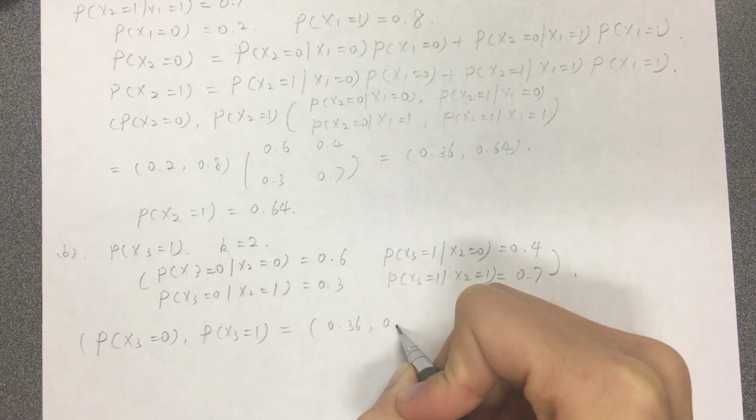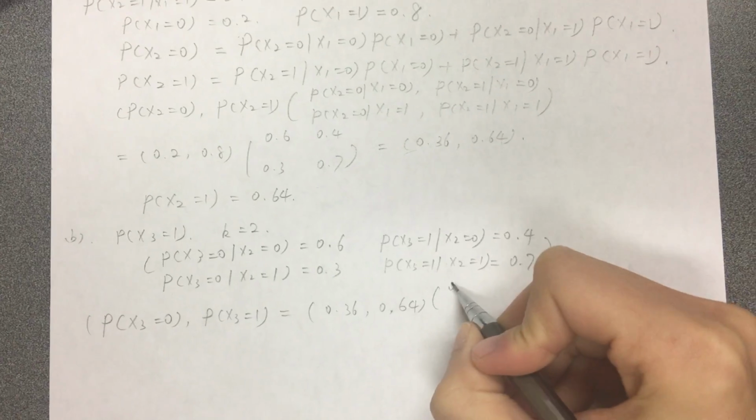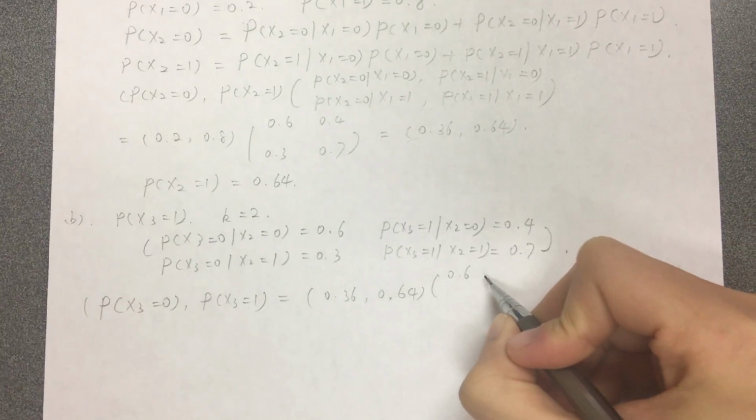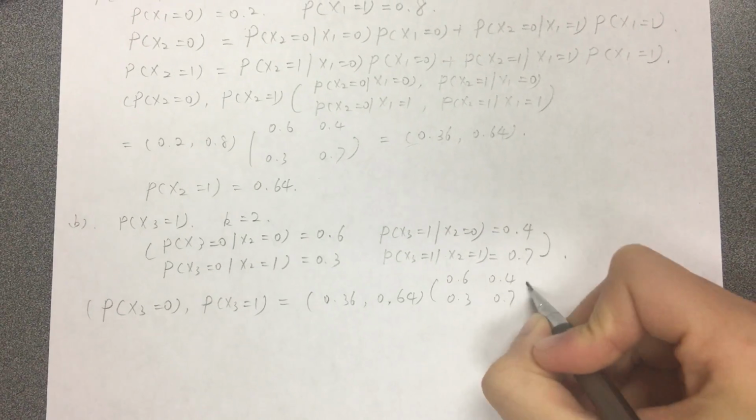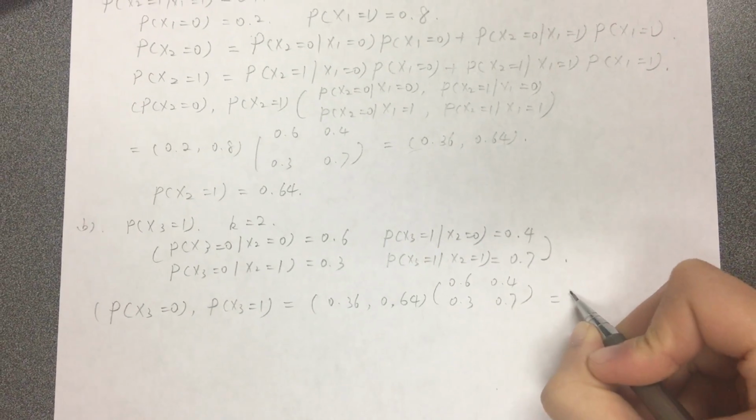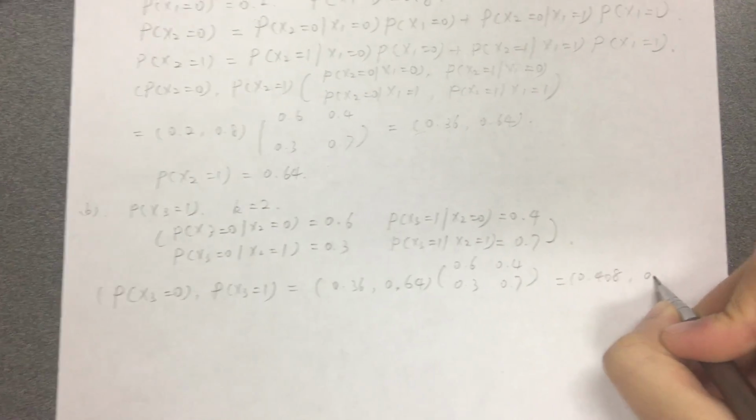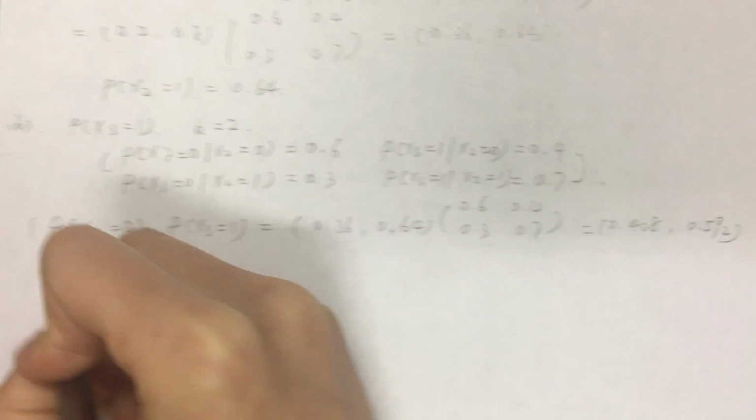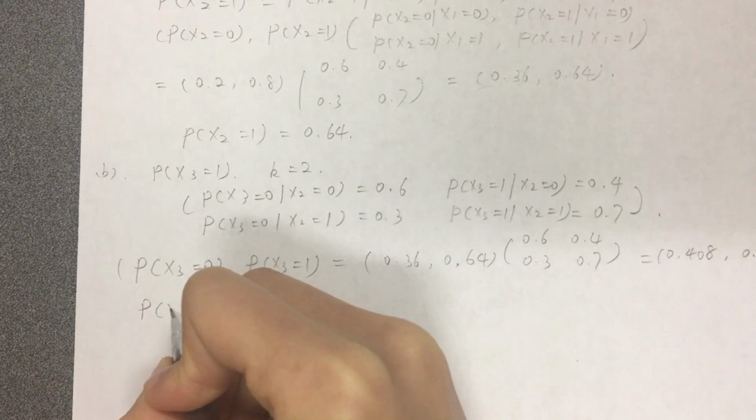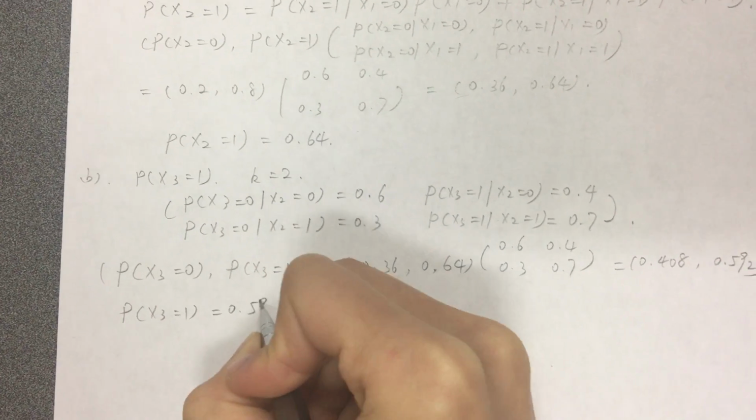[0.36, 0.64] times the matrix [0.6, 0.4; 0.3, 0.7], which equals [0.408, 0.592]. So the probability that x3 equals 1 is 0.592.